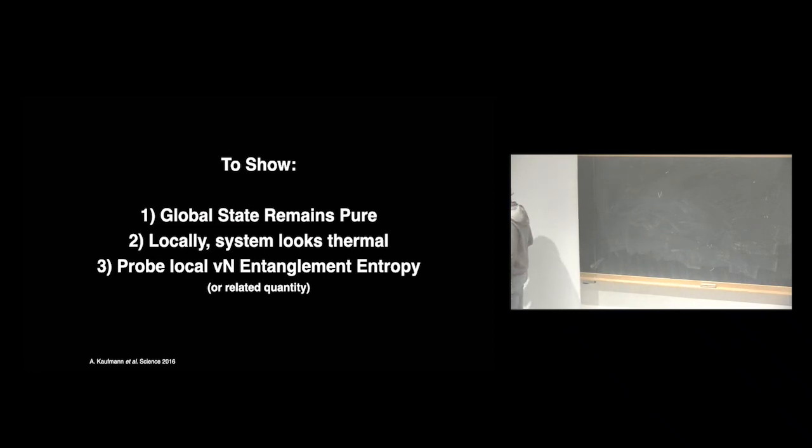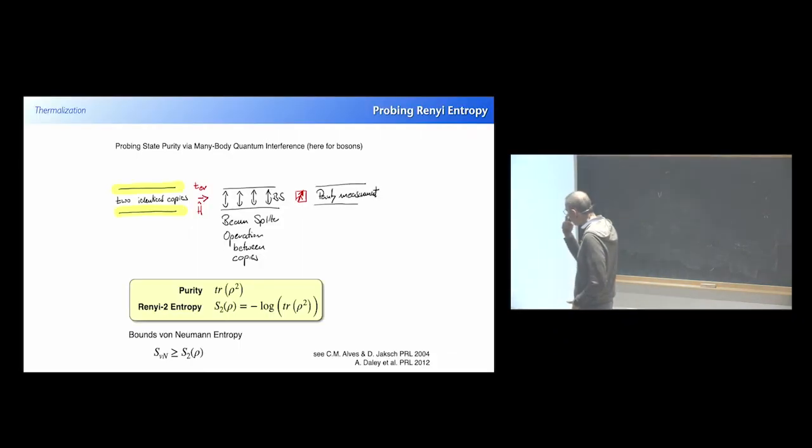Locally, the system looks thermal, and you want to have a probe that probes this von Neumann entanglement entropy. A very nice way this was done goes back to a proposal by Dieter Jaksch and later work by Andrew Daly on how you can measure this von Neumann entropy in an experiment. The idea is the following, and I don't have time to go into the derivation, so you can read the derivation in the papers. I just want to give you the idea.